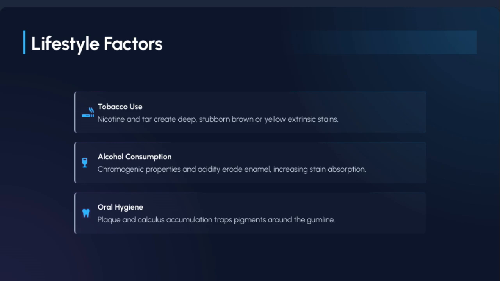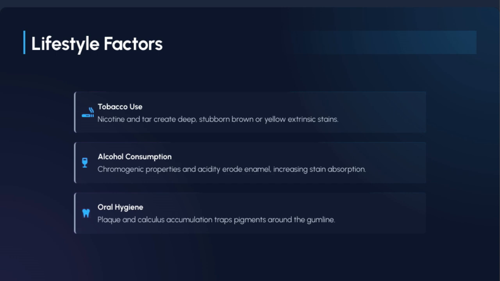Next, alcohol consumption can also affect tooth color. Alcohol has chromogenic properties, meaning it can cause staining, and it often has an acidity that can erode the enamel. When enamel is weakened, it becomes more porous and absorbs stains more easily, making discoloration more likely.